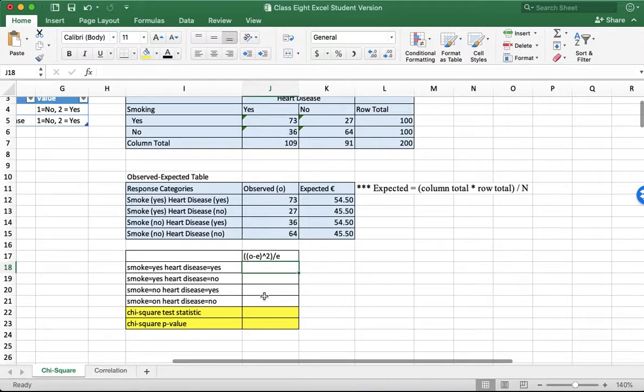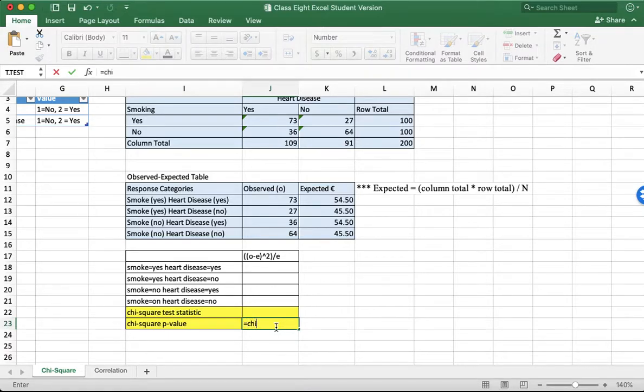Now, in order to calculate the chi-square test statistic to see if there is a relationship between two variables, you have to do a little bit more than you'd have to do in the other tests, and I'll show you why in a second. To get the actual p-value, all you have to do is enter the equation equals chi-square test. So CHISQ.TEST, and then in the actual range we're going to put our observed values, and in the expected range we're going to put our expected values. Close the parenthesis, hit enter. That gives us a p-value.